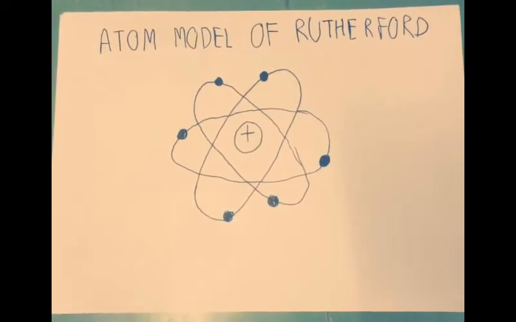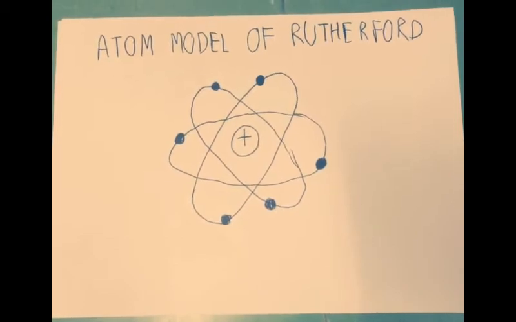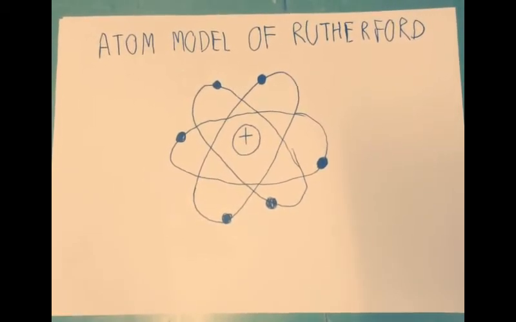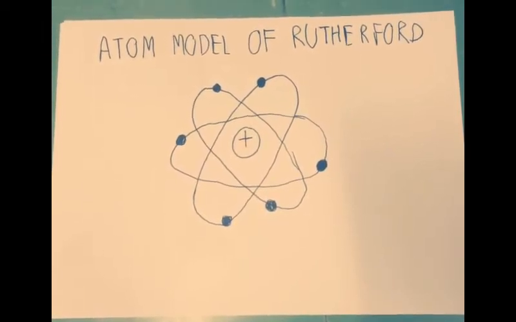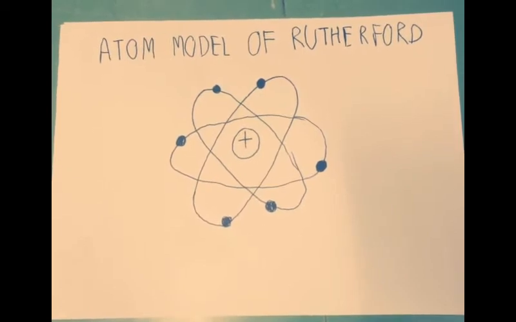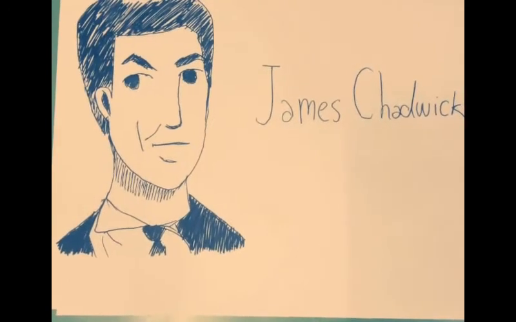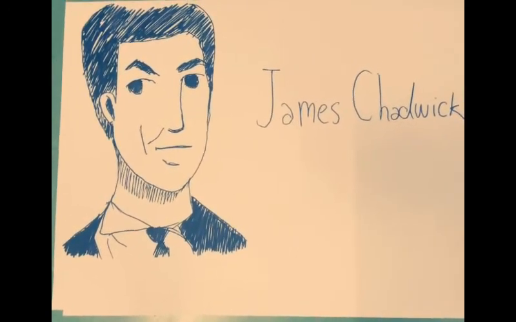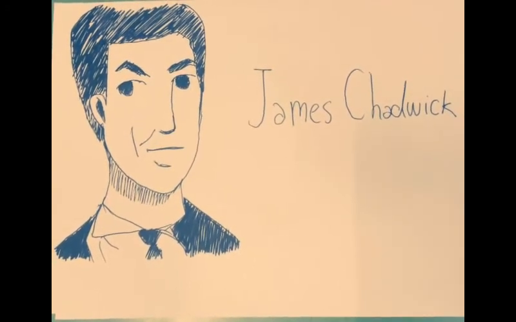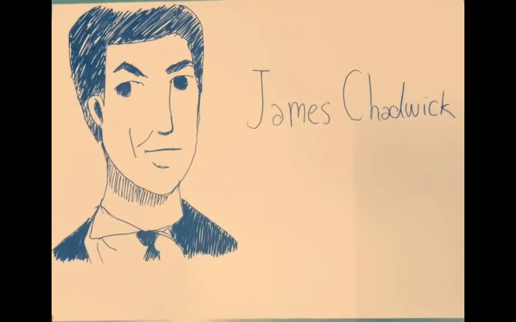He proposed that most of the mass of the atom is concentrated in a positively charged center, the nucleus, surrounded by negatively charged electrons. The positively charged particles in the nucleus are later called protons. In 1932, James Chadwick discovered the neutron, which is a neutral massive particle that also resides in the nucleus.